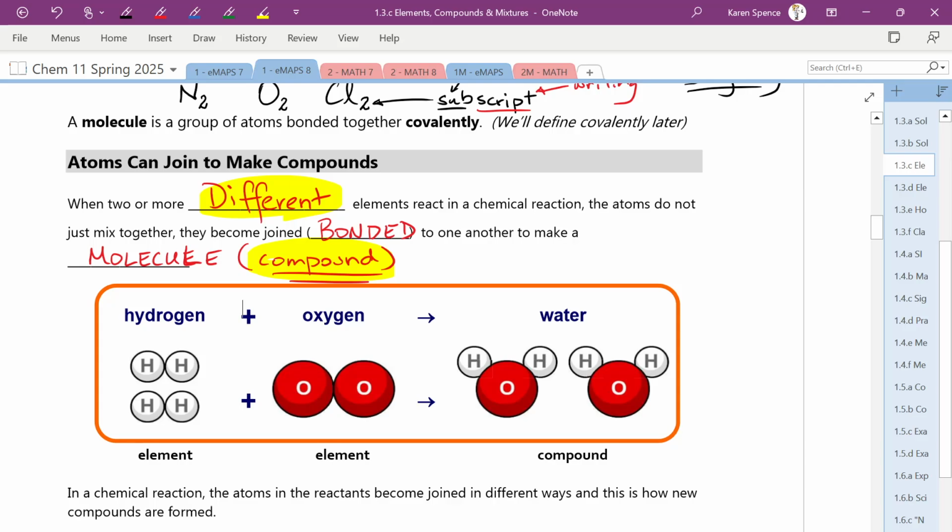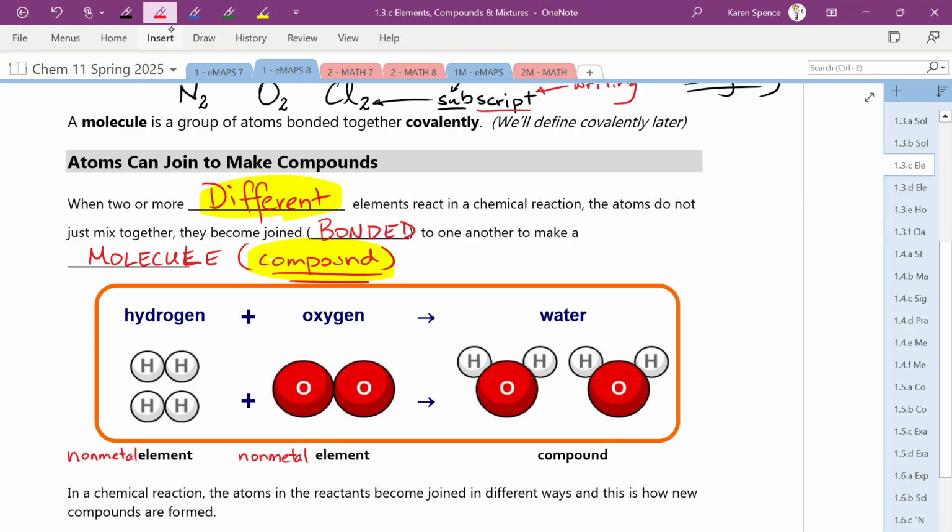We'll talk about ionic in a minute, because these are non-metals only. So I have a non-metal element. And I have another non-metal element.